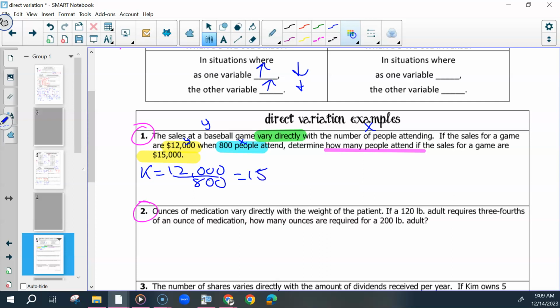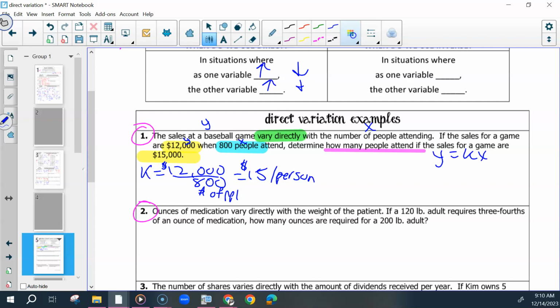We could think, because it's like slopes and it's real world, we could think about this like $15 per person. Since this is dollars and this is number of people. That's just tying into things that we already know. So we now have our k. Now we can use our equation. I'm going to write it again, y equals kx, just so we remember what it looks like.